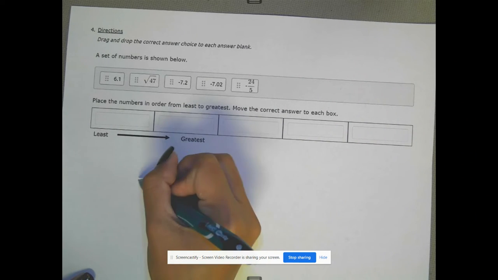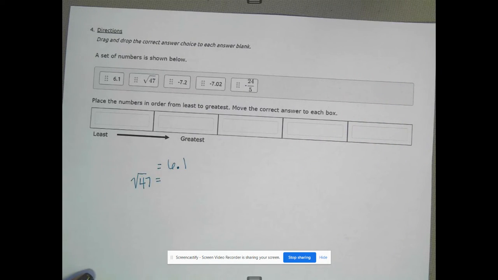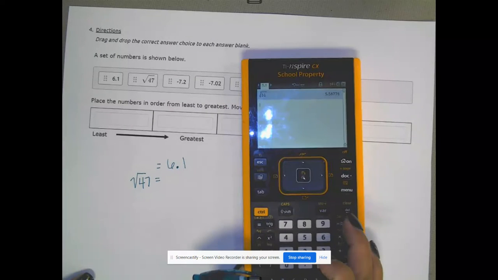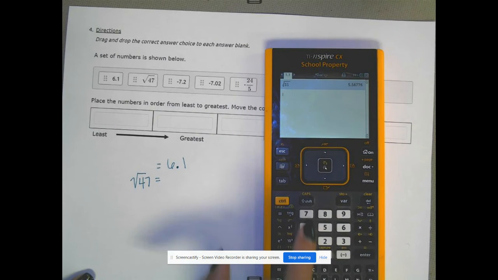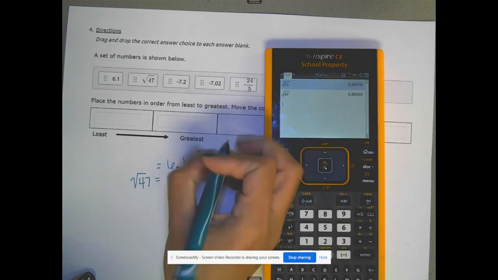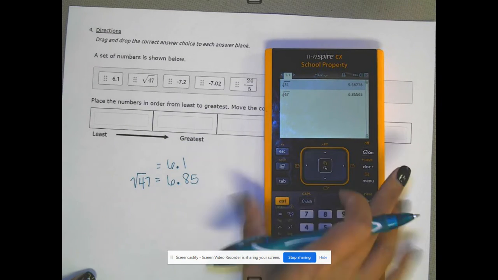Okay, then I have the square root of 47. So I need to grab my calculator and I'm going to do Control X squared 47. When I click enter, that's going to give me 6 and 85 hundredths.